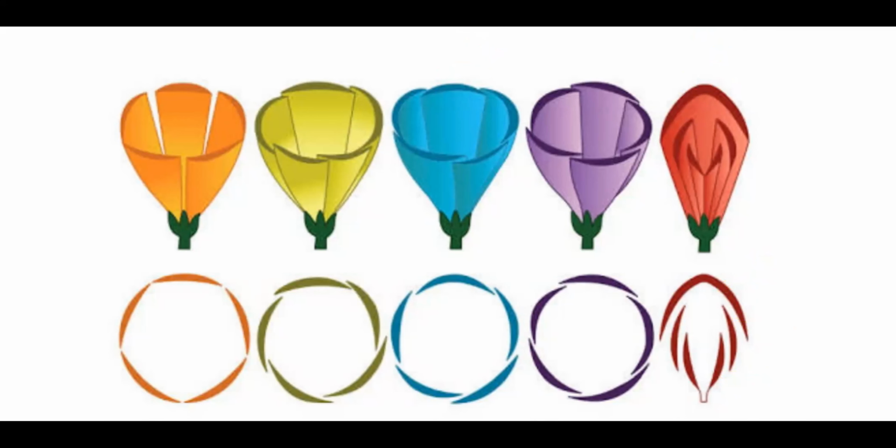Next, what type of estivation is in the case of this C, label part C? Valvate. Correct. Then label part D. Twisted.